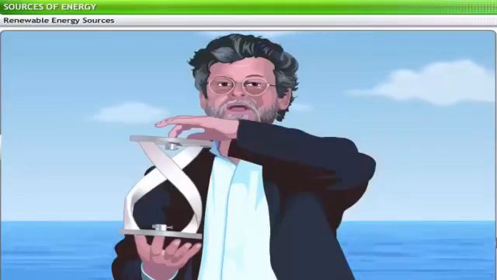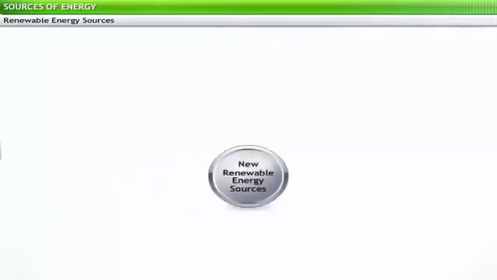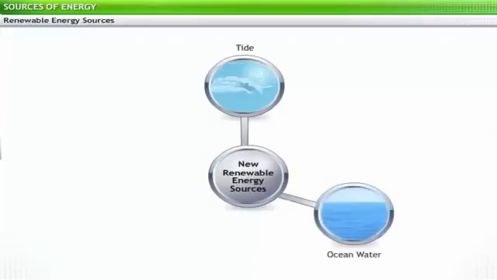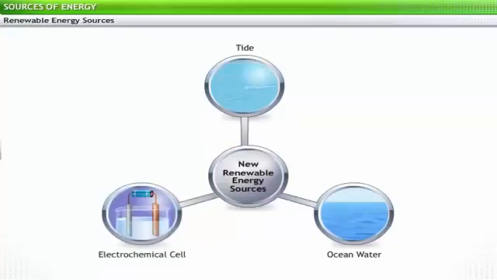Some types of source in the early stages of development are tides moving in and out of seashores for tidal energy, ocean water having different temperatures at shallow and deep levels for ocean thermal energy, and fuel cells that electrochemically generate energy from chemical reaction of fuels and oxidants.